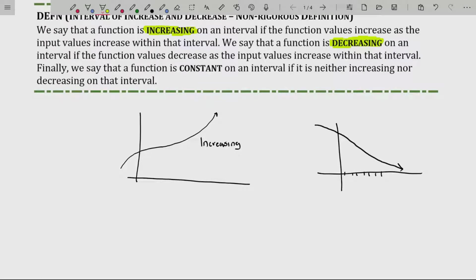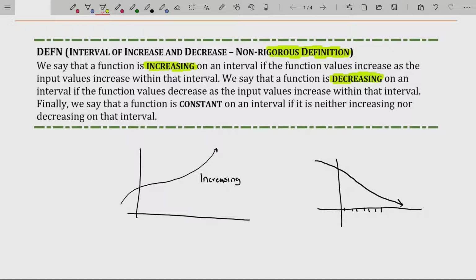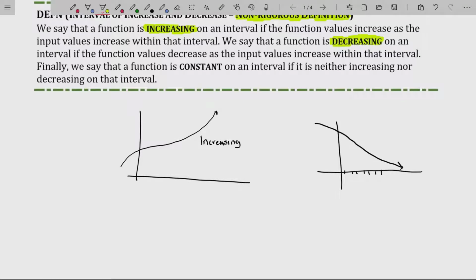And actually, I don't even think that's a good enough definition, but my caveat here is it's still the non-rigorous definition. So if there's a teacher watching this, you should immediately want to call me out on that last sentence, saying that a function is constant if it's neither increasing nor decreasing on an interval. That's actually not true, because if you look at the sine curve from negative infinity to infinity, it is not increasing on that entire interval, nor is it decreasing, yet it is non-constant.